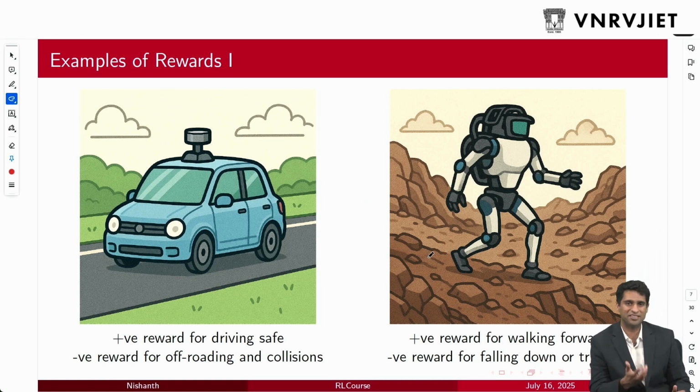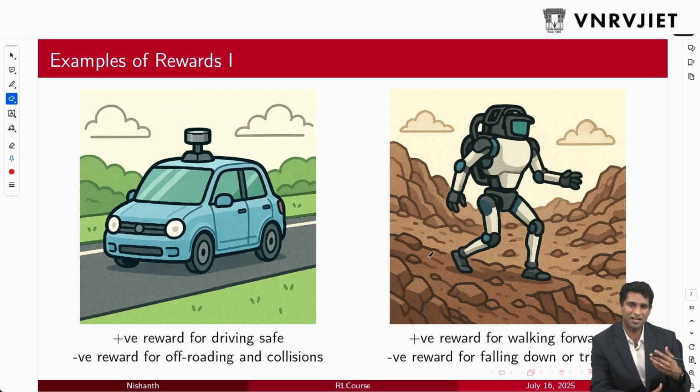Let's look at some examples of a reward function. If we are talking about a self-driving car, we can define positive rewards if the car is driving safely, and we can define negative rewards if the car is driving off the road and colliding with some objects.